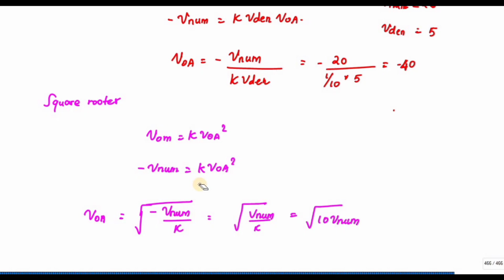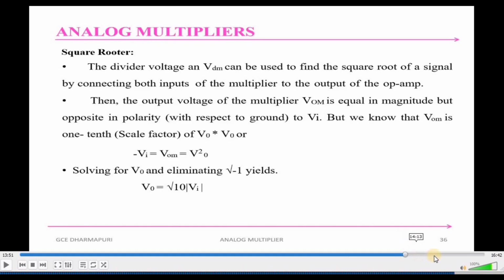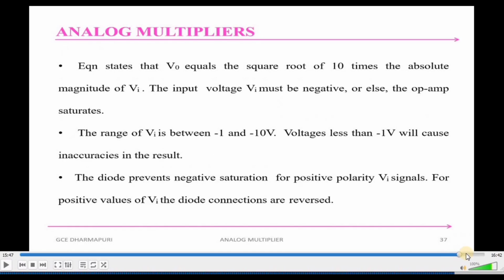So V0 is equal to the square root of 10 times the absolute magnitude of V num, that is my input voltage. If the input voltage is negative, the op-amp gets saturated. That is, the range of V num is between -1 and -10, and a voltage less than -1 will cause inaccuracy in the result. Okay, so the next application is phase drift.